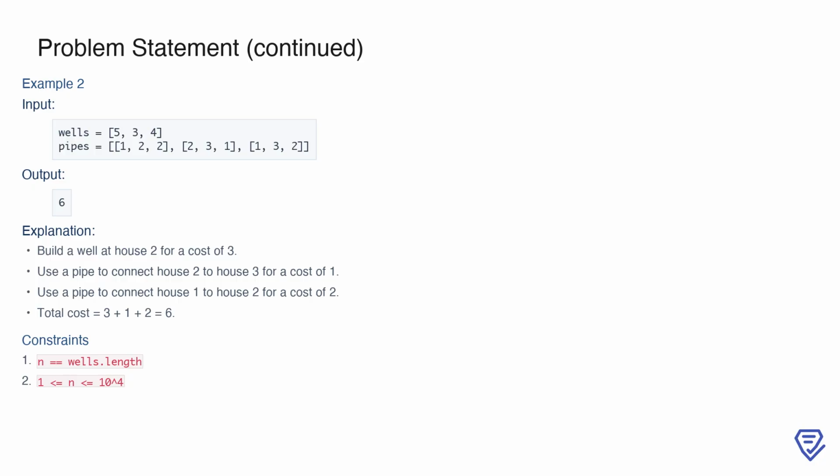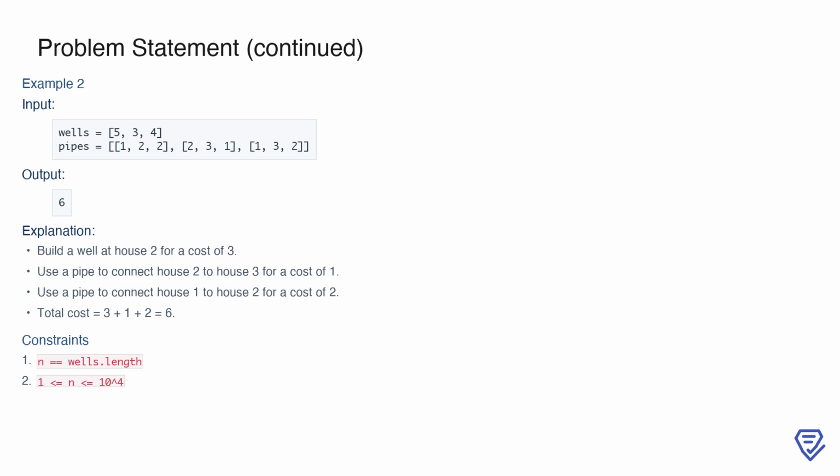The optimal solution in this case is to build a well at house 2 for a cost of 3, connect house 2 to house 3 with a pipe for a cost of 1, and connect house 1 to house 2 with a pipe for a cost of 2. The total cost is therefore 3 plus 1 plus 2, which equals 6. This is the minimum cost needed to ensure that all houses are supplied with water.